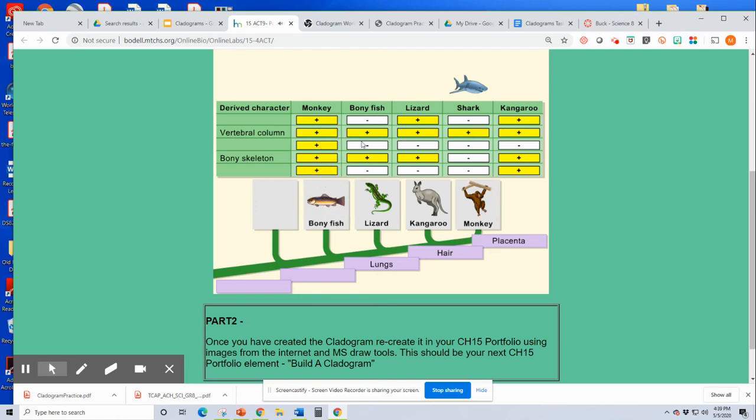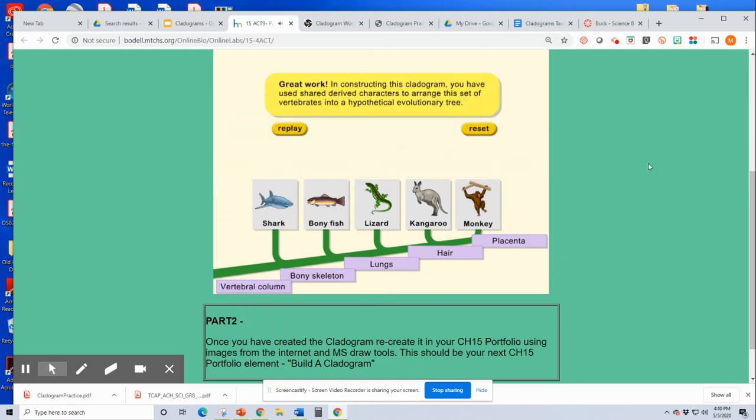And now, bony fish has 2 of them. Shark has 1. What's the trait that the bony fish has that the shark does not? That's a bony skeleton. And that should leave Mr. Shark. And we'll put the backbone. So this is what it should look like.